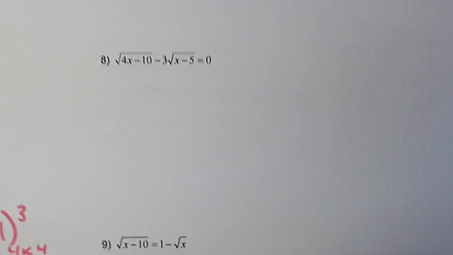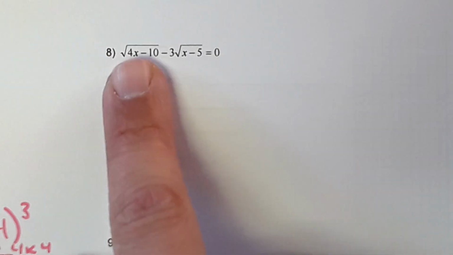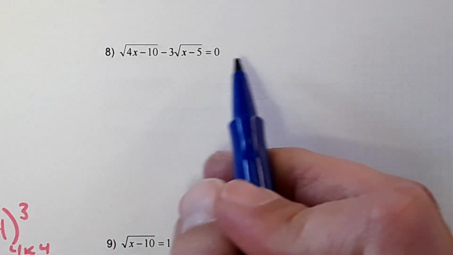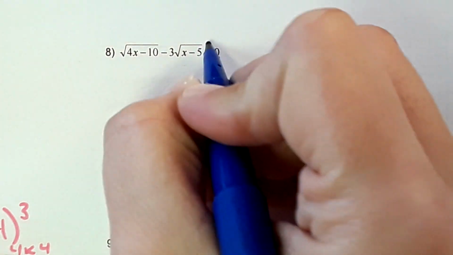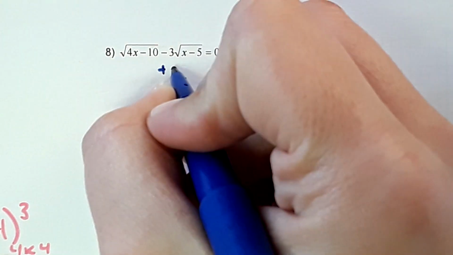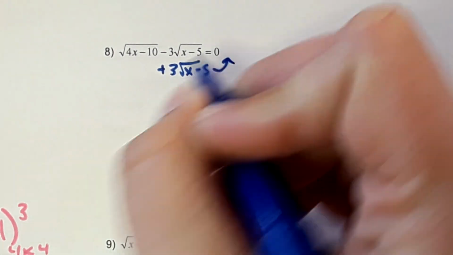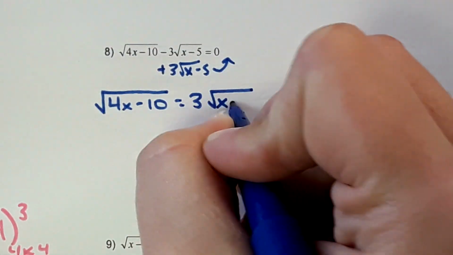So moving up to the top of the next page, write down the problem if you don't have it down already. Okay, so in the last ones we were trying to get the radical by itself, but that's not really realistic when you have 2 radicals. So for this one, we're actually going to get radicals on each side of the equation. So I'm going to take this part and move it onto the other side. We're going to do plus 3 square root of x minus 5 and put it on the other side. So it'll look like this: square root of 4x minus 10 equals 3 square root of x minus 5.